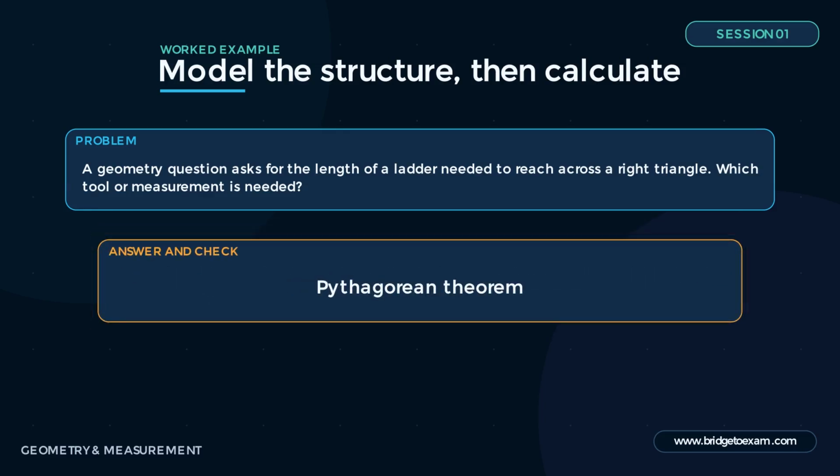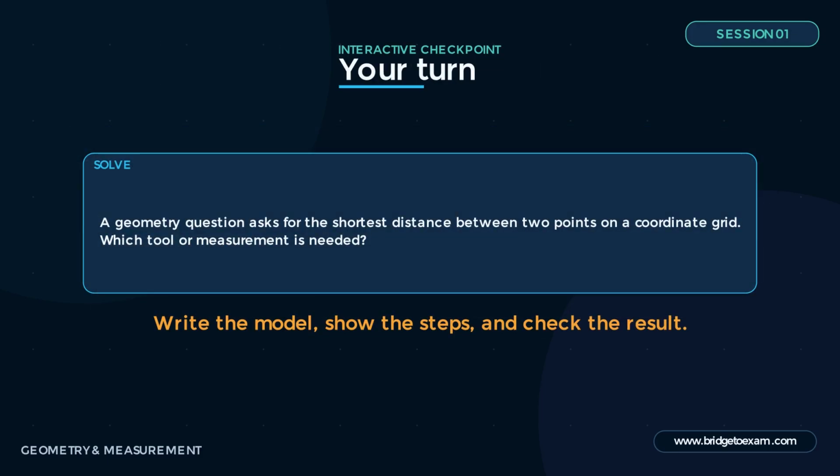Now verify the result against the original wording. The quantity, numerical size, and unit must all make sense together. Now it is your turn. A geometry question asks for the shortest distance between 2 points on a coordinate grid. Which tool or measurement is needed? Write a formula or relationship before calculating, then use the next 6 seconds to finish your reasoning.